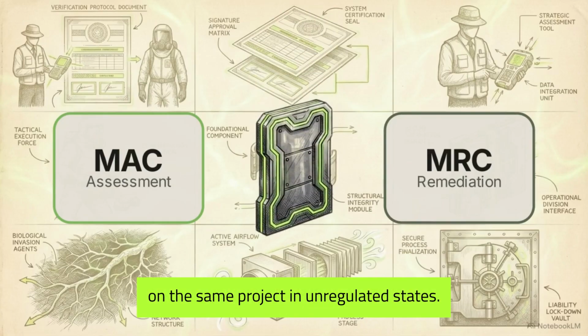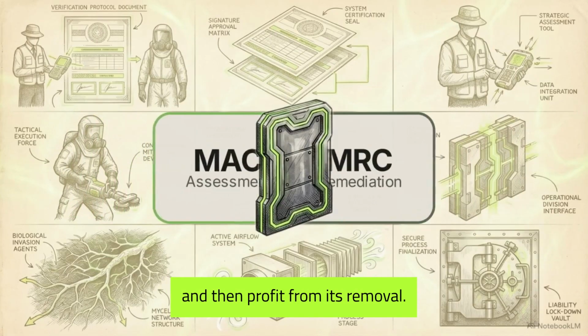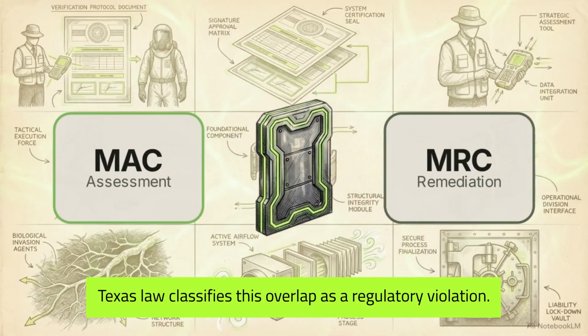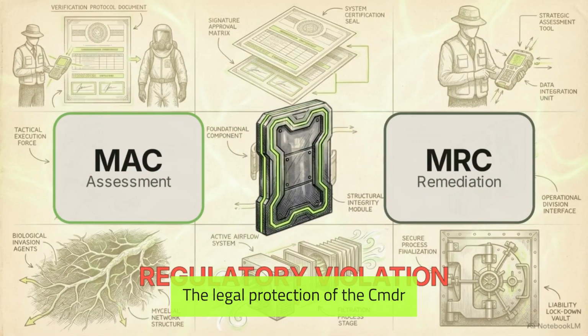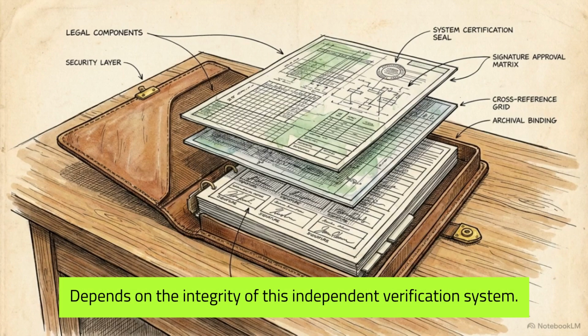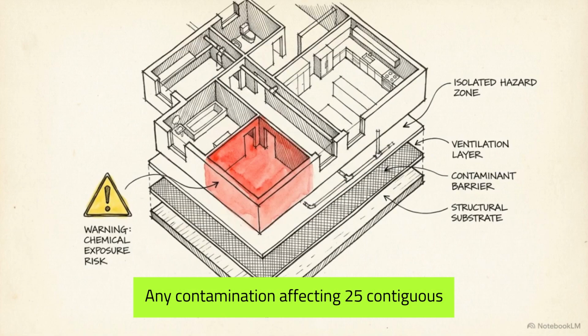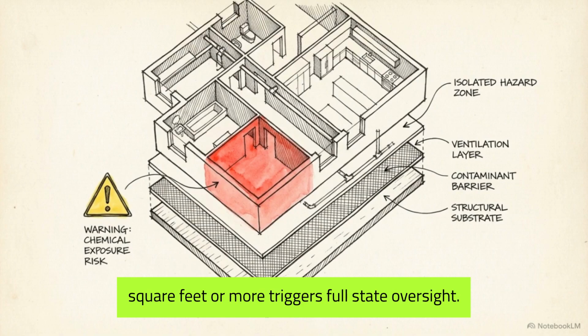In unregulated states, a single firm can identify a hazard and then profit from its removal. Texas law classifies this overlap as a regulatory violation. The legal protection of the CMDR depends on the integrity of this independent verification system. Any contamination affecting 25 contiguous square feet or more triggers full state oversight.